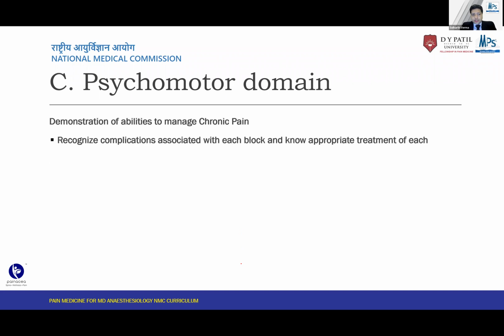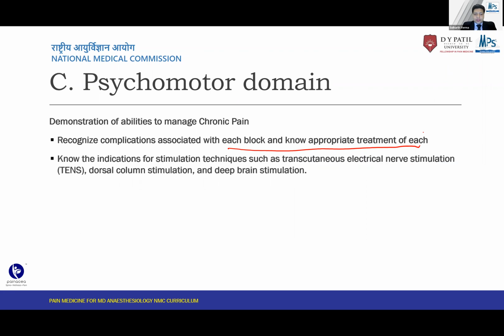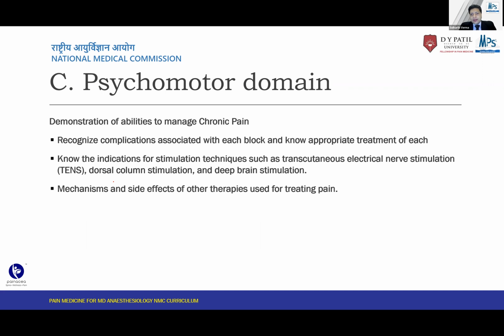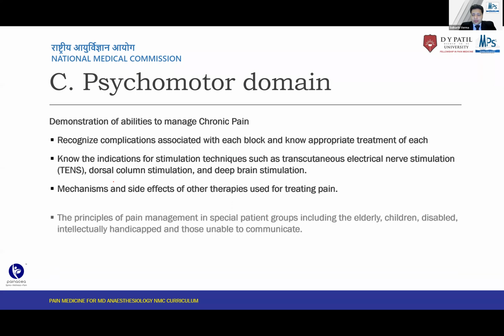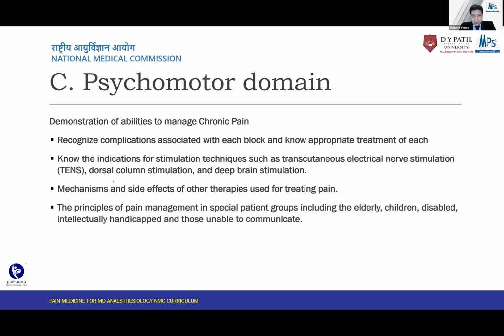Continuing the demonstration of abilities to manage chronic pain, you should be able to recognize the complication associated with each of these procedures and know these treatments. And also techniques like TENS, that is, these are the electrical therapy. So TENS is a very simple therapy, but also dorsal column stimulation, which includes the spinal cord stimulation and deep brain stimulation. So here they have mentioned about neuromodulation. Then the mechanism and side effects of other therapies used for treating pain. So as other word is there, so you can construct that whatever newer modalities will come, they'll be posted here.